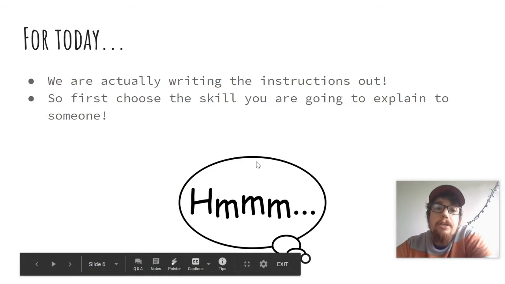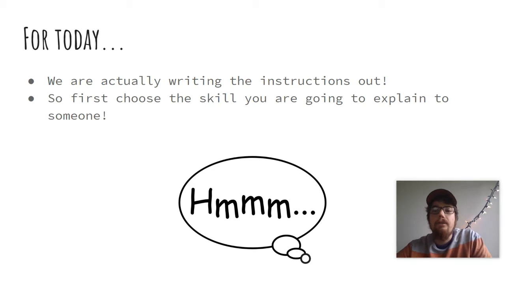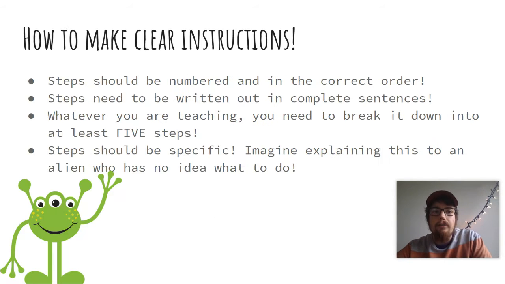So you're actually writing your instructions out, and now you choose which skill that you are going to explain to someone. Now, before writing your instructions, here's some tips on how to make really clear instructions for whoever's going to be trying to complete your task.